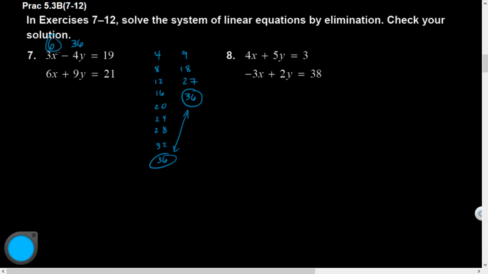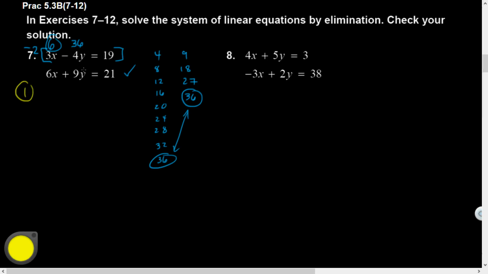Let's see. So to get 6 here, this equation already has a 6x. And what would I have to multiply this by to get a 6? 3 times what is 6? Yeah, 2. And this is positive, this is positive. I need opposite. So I'm going to multiply by negative 2. All right, negative 2. You guys kind of see how I'm picking these numbers?